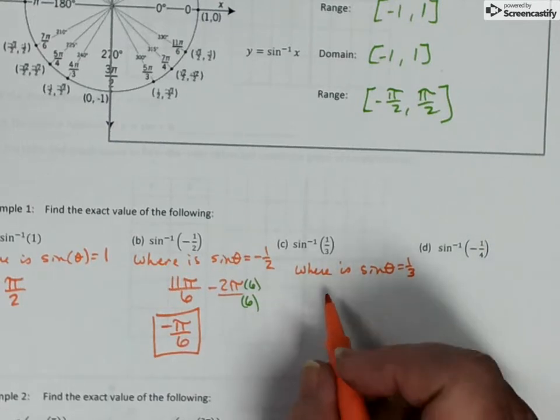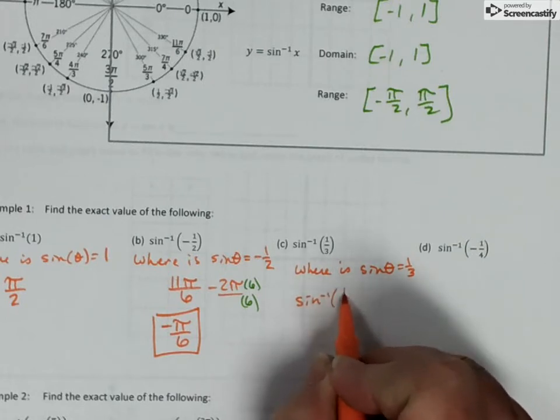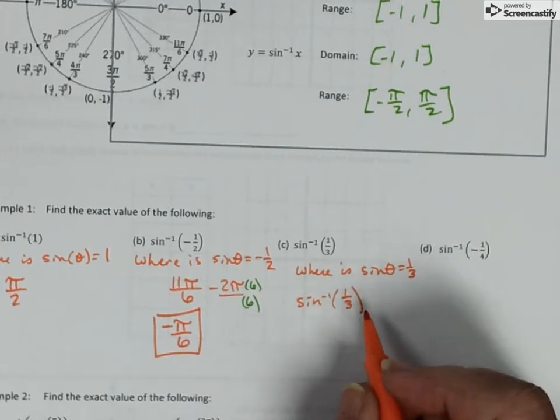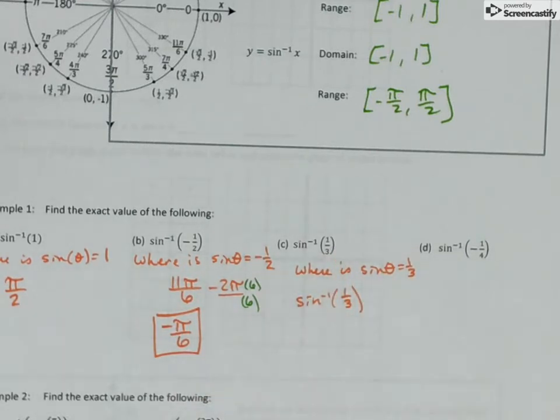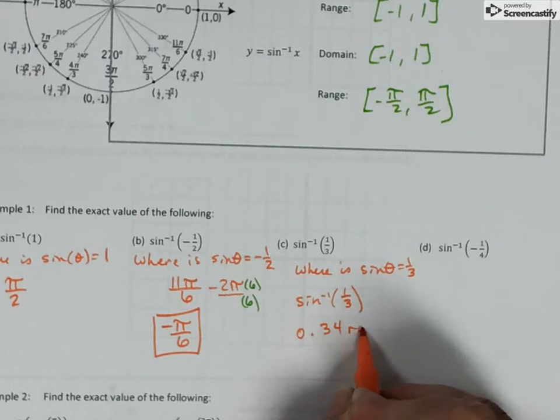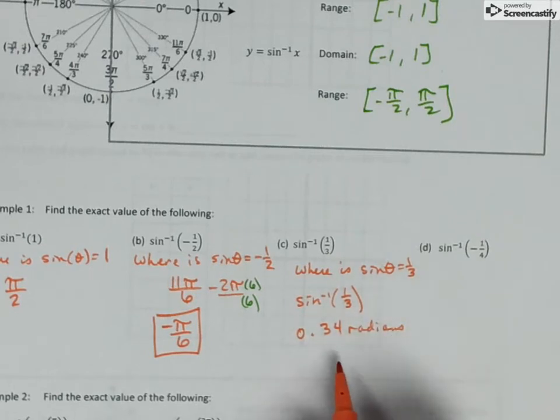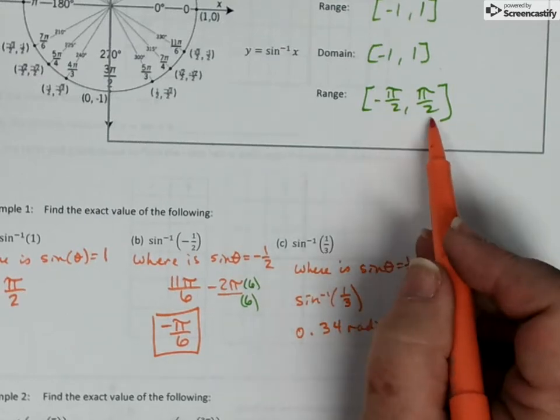So let's take our calculator and do inverse sine of 1/3. Make sure that you are in radians, or if you're in degrees, you know you're in degrees, and it doesn't matter to me whichever one you're trying to do. But if you're in radians, you should get 0.34 radians.